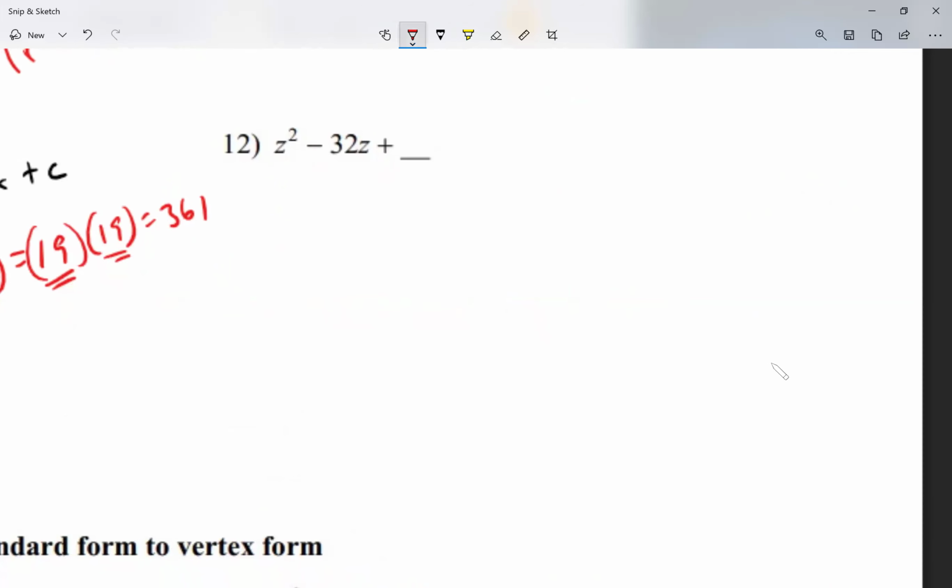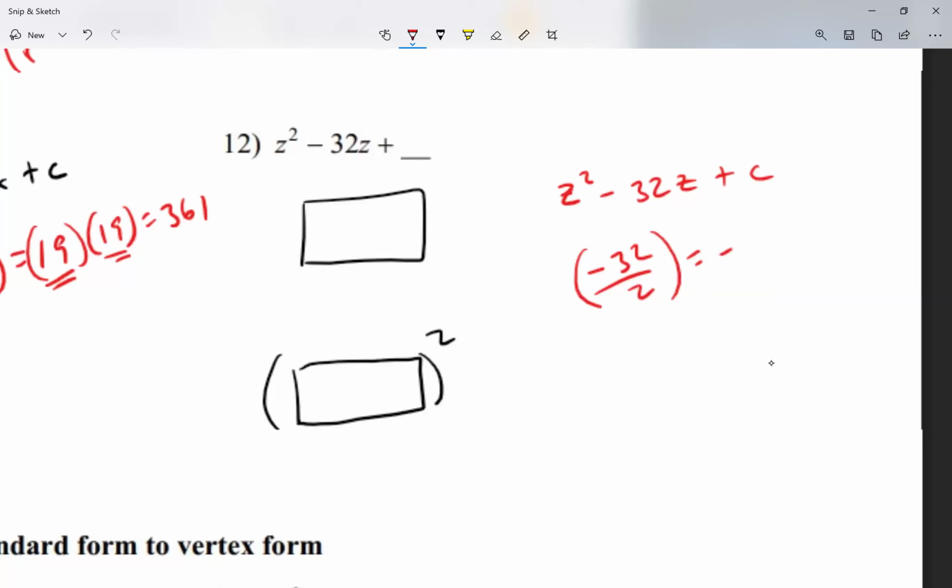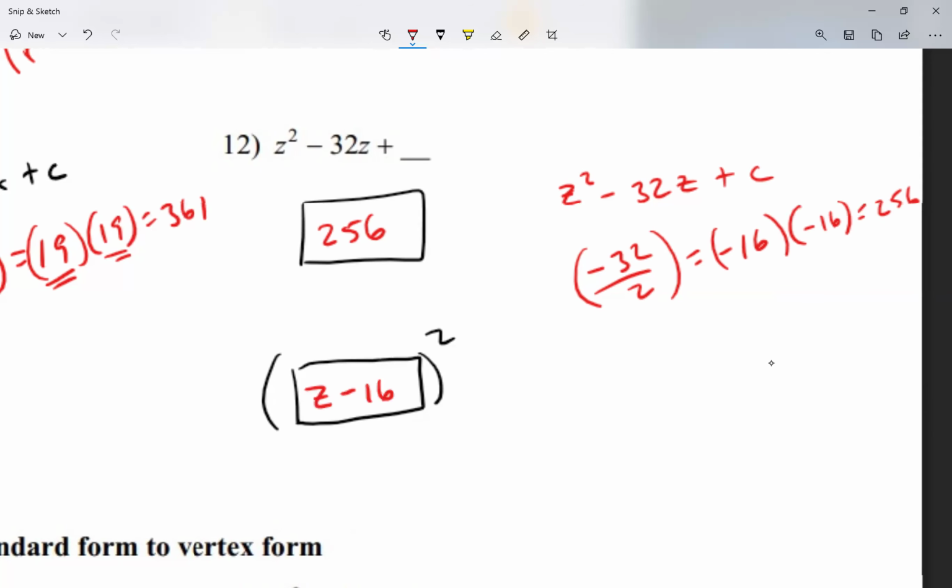Okay, let's take a look at number 12. I have to first find a value that completes the square, and then I have to rewrite as a perfect square. The parentheses squared is already there for me. I just have to write what's inside the parentheses. So then I start thinking, well, z squared minus 32z plus the extra value, kind of like how we did yesterday. So negative 32 divided by 2 gives me negative 16, right? The half of negative 32 is negative 16. Negative 16 squared is 256. So the value that completes the square is 256. The way I will write this as a perfect square is z minus 16 all squared.